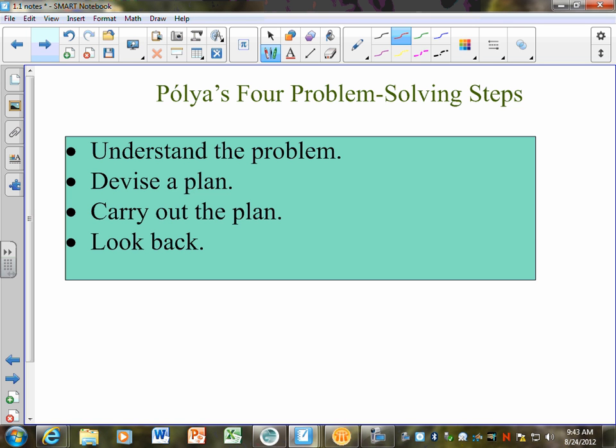And what am I looking for? Devise a plan means you got to figure out, am I going to graph it? Am I going to make an equation? Am I going to make a table? Am I going to guess and check? And then you obviously do that.